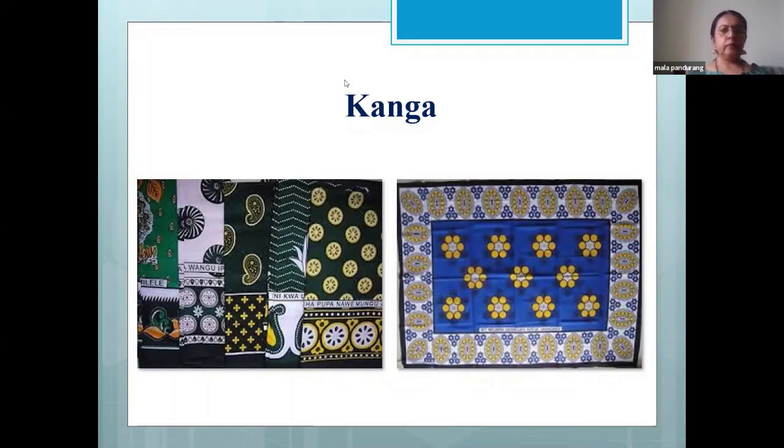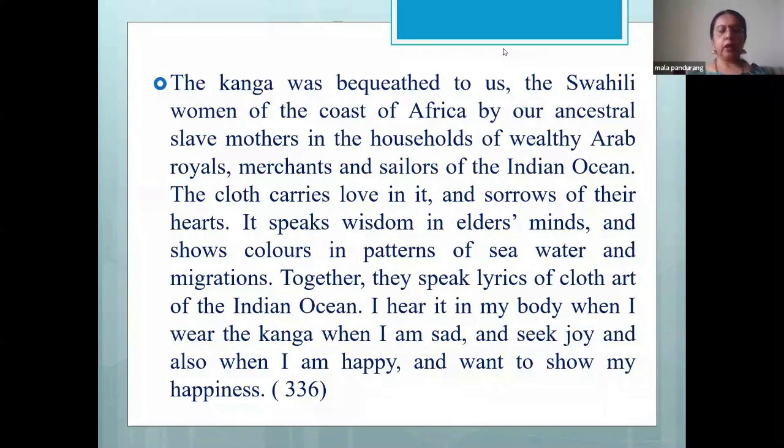The Kanga, as one of the characters in the text tells us, was bequeathed to us, the Swahili women of the coast of Africa, by our ancestral slave mothers in the households of wealthy Arab royals, merchants, and sailors of the Indian Ocean. The cloth carries love in it and the sorrows of their hearts. It speaks wisdom in the elders' minds and shows colors and patterns of sea, water, and migrations. Together they speak lyrics of cloth art of the Indian Ocean. I hear it in my body when I wear the Kanga, when I'm sad, and seek joy, and also when I'm happy and want to show my happiness.